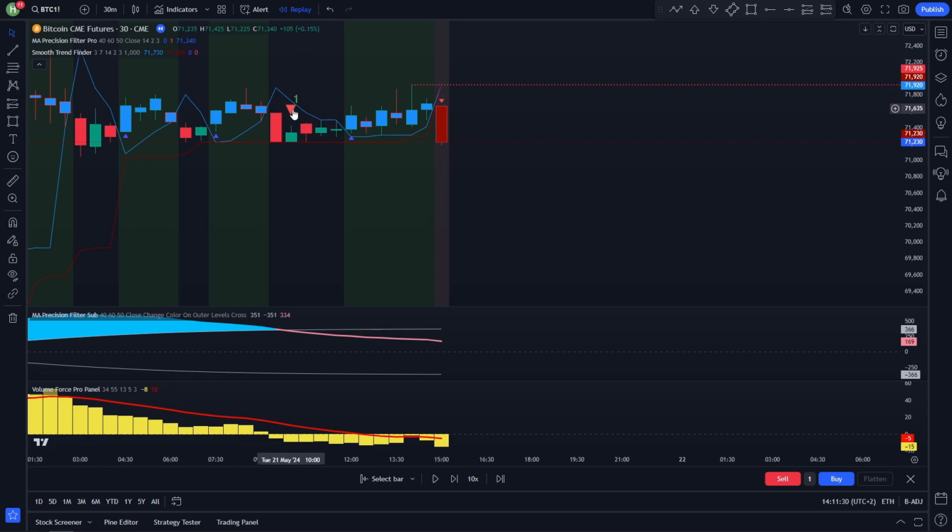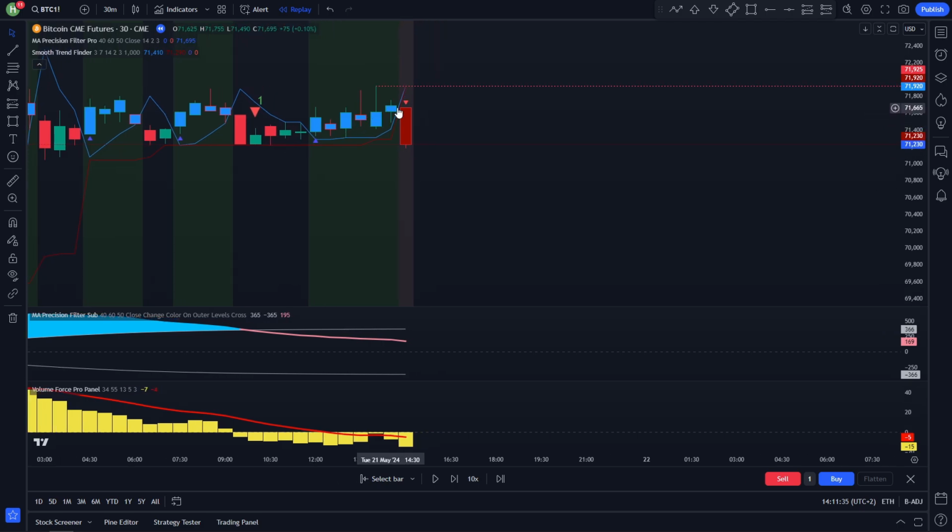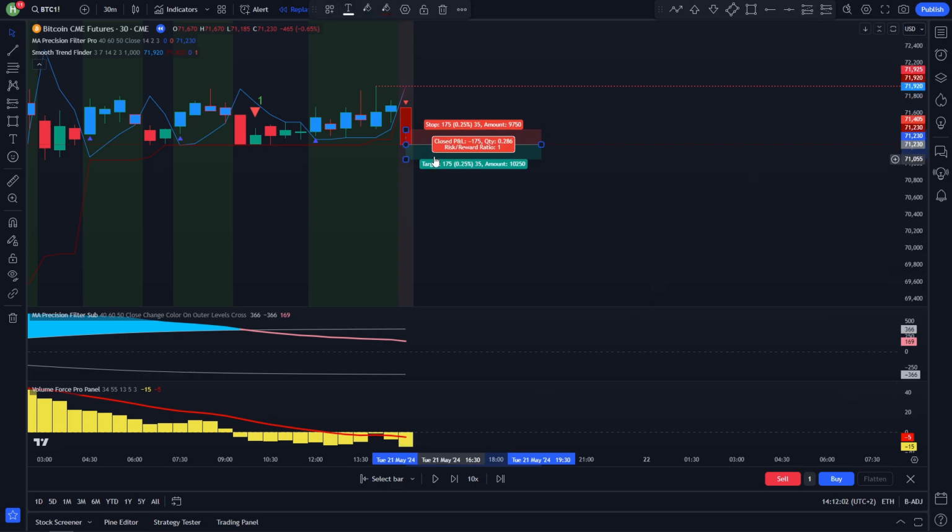This means we can ignore these buy alerts as we are waiting for a sell signal to confirm the new trend. Once we receive the sell alert from the Smooth Trend Finder, we can take a quick look at the Volume Force Pro panel to confirm that we have enough momentum for the trend to play out. From the bottom panel, we can see a histogram below zero and also below the average line. Now, once the candle has closed, I will enter my sell trade.